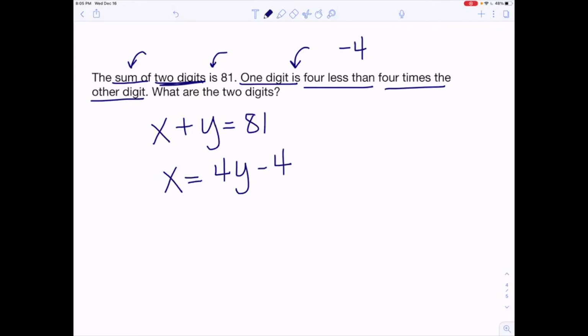Okay? Any questions about how to set up those two equations? That made sense to everybody? We don't have any doubts about it? It's not confusing?